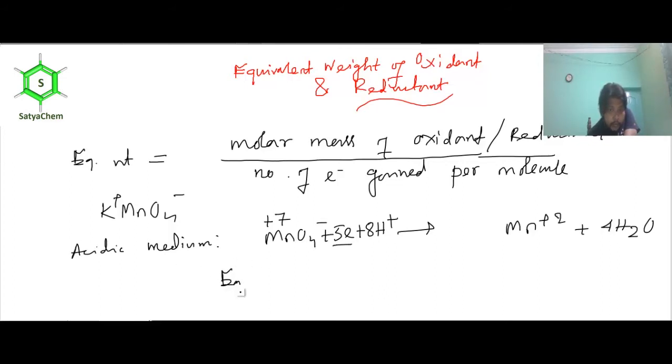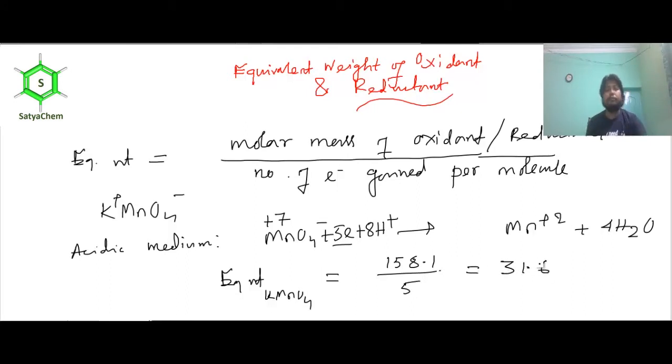So the equivalent weight of KMnO4 is the molecular weight of KMnO4, that is 158.1, divided by 5, it becomes 31.6. So in acidic medium, the equivalent weight of KMnO4 is 31.6. Now neutral medium.